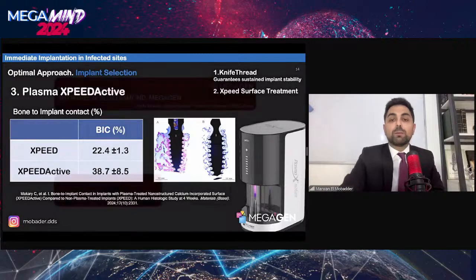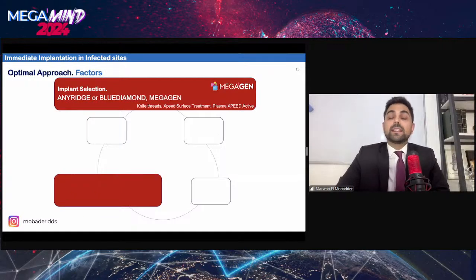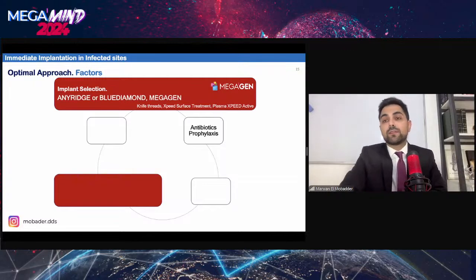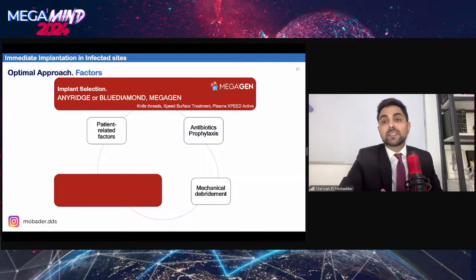sites. So back to my 5 criteria. The first one, implant selection. Now we know what to choose. The second criteria, and since I have 15 minutes, I will go quickly through the others, is to give prophylactic antibiotics. Also based on studies, is to do a very thorough mechanical debridement after extraction, and to control as much as possible all the patient-related factors.